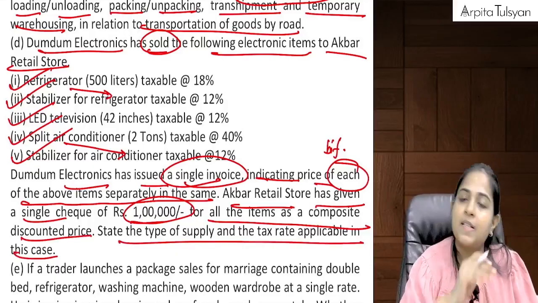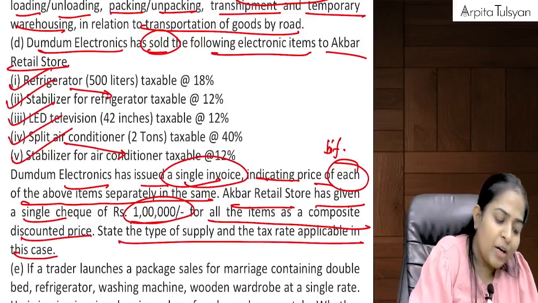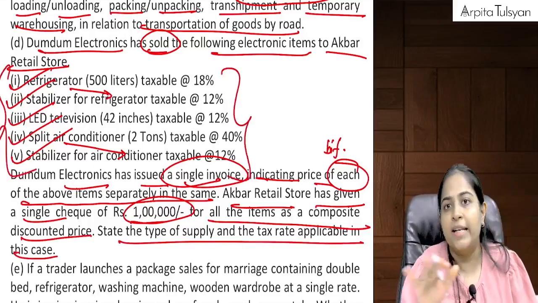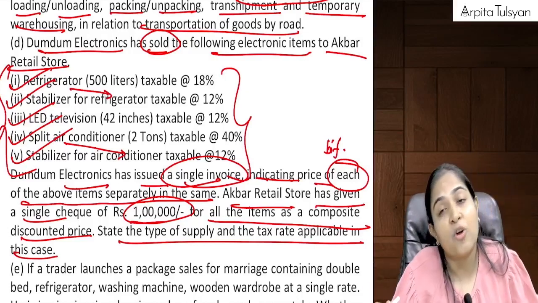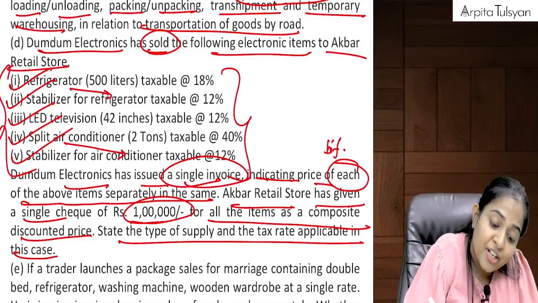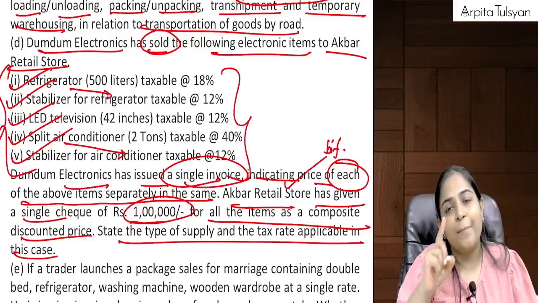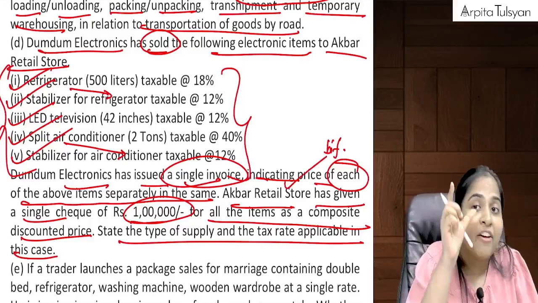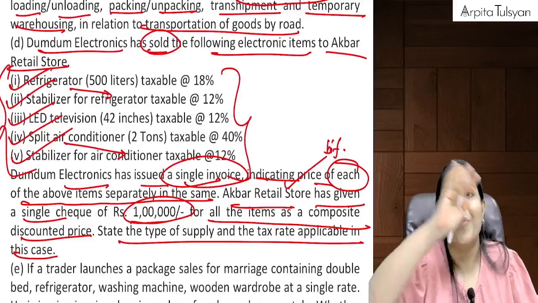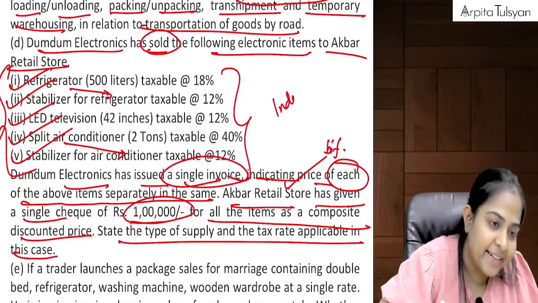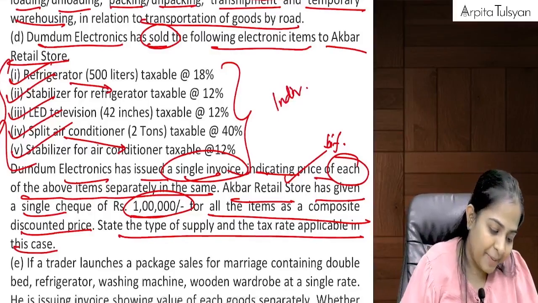Now, first of all, this is not a composite supply because all these are not purchased ordinarily together. Okay, it is not even a mixed supply. Why it is not a mixed supply? Because bifurcation is shown in the invoice, and for mixed supply, bifurcation should not have been shown in the invoice. So this is not even a mixed supply. If it is not composite, if it is not mixed, then this will be considered as an individual supply, right?